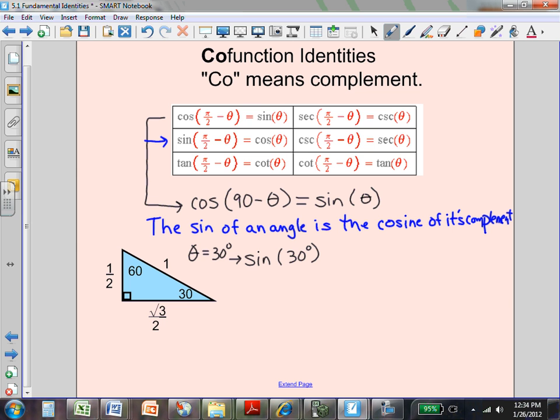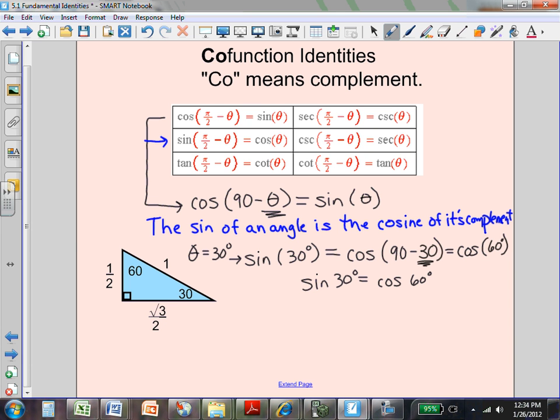So what that's saying is that the sine of 30 degrees is the same thing as the cosine of 90 minus 30. I'm replacing this theta here with the 30. Well, 90 minus 30 is 60, of course. So this is the cosine of 60 degrees. So what we have is the sine of 30 degrees is the cosine of 60 degrees.